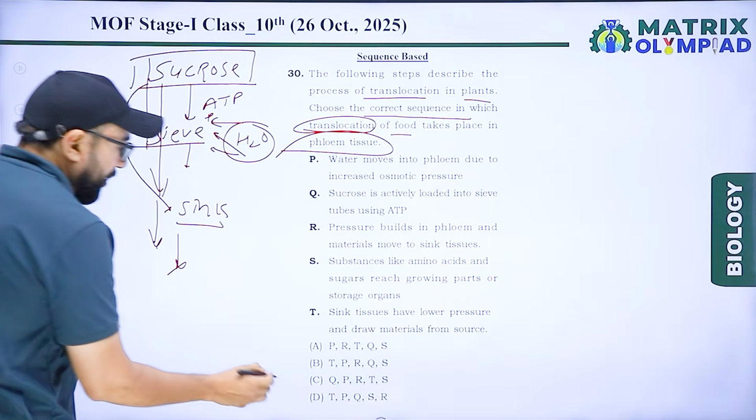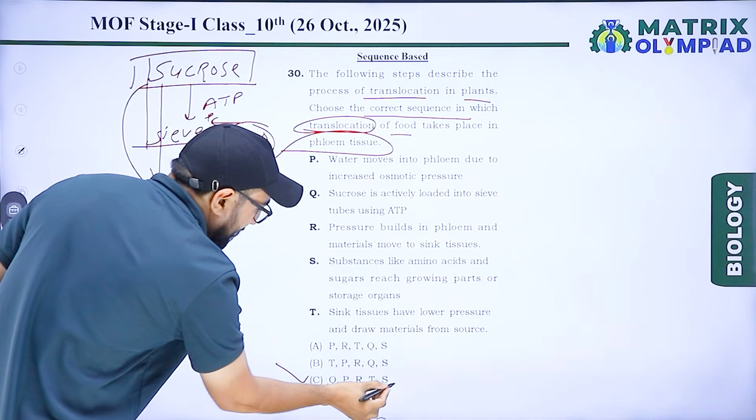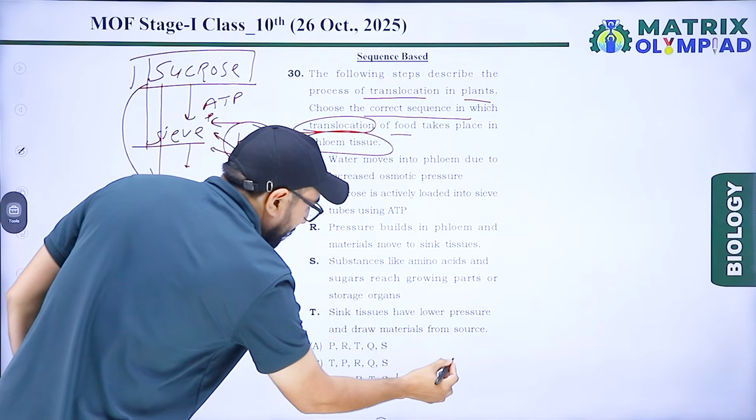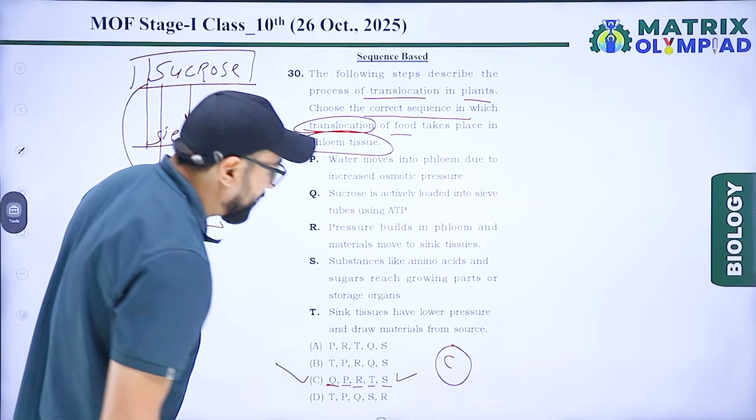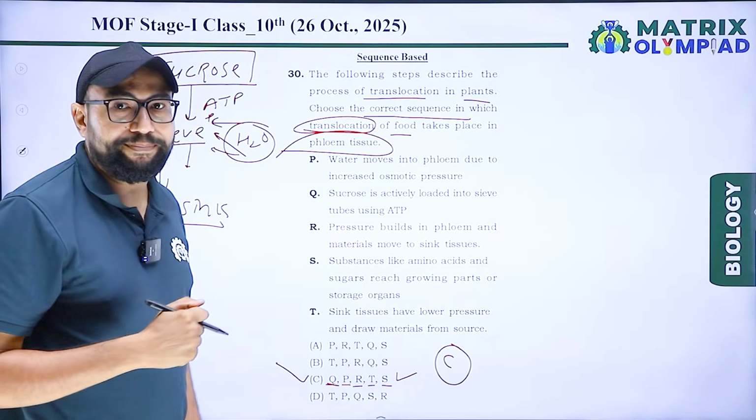Meaning to say Q, P, R, T, S is the right sequence for this question. Option C is the right answer for this translocation.